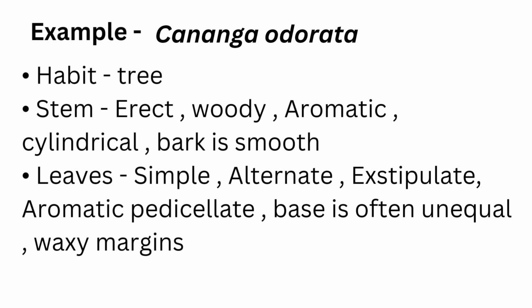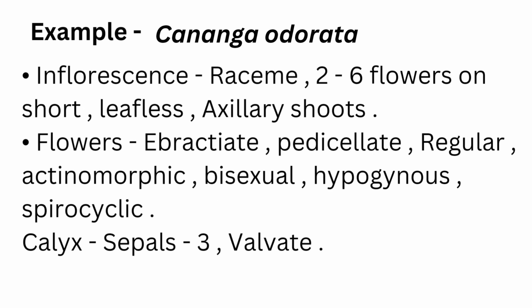Example: Cananga odorata. Habit: tree. Stem: erect, woody, aromatic, cylindrical, bark is smooth. Leaves: simple, alternate, exstipulate, aromatic, pedicellate, base is often unequal, waxy margins.